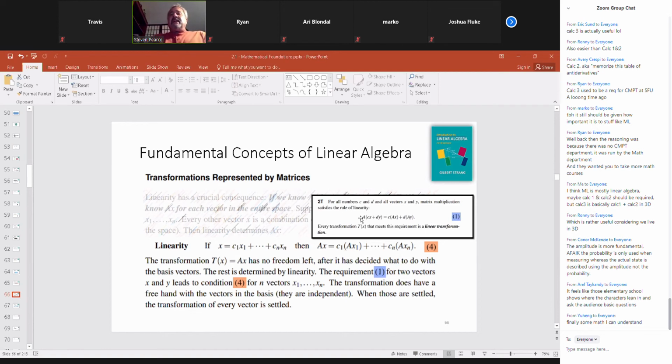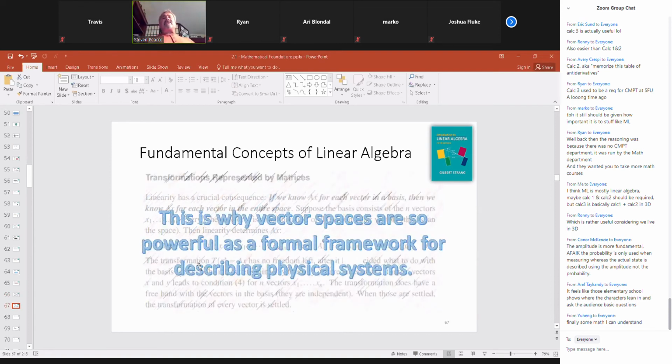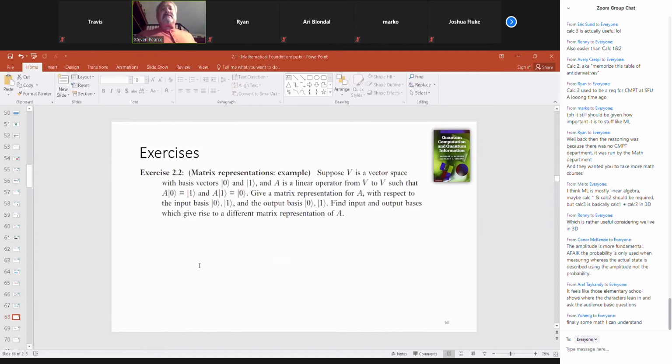The requirement 1, that we just looked at for two vectors x and y, leads to the condition 4, okay? The transformation does have a free hand with the vectors in the basis because they're independent. When those are settled, the transformation of every vector is settled. That's the power of these linear vector spaces, that everything's taken care of automatically. You have to appreciate that. This is why vector spaces are so powerful as a formal framework for describing physical systems, not just in quantum mechanics.